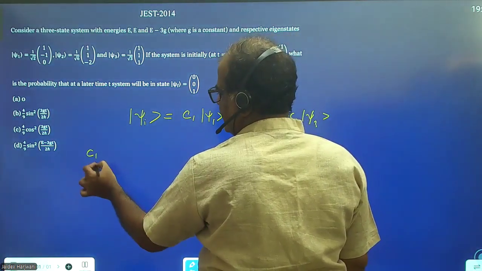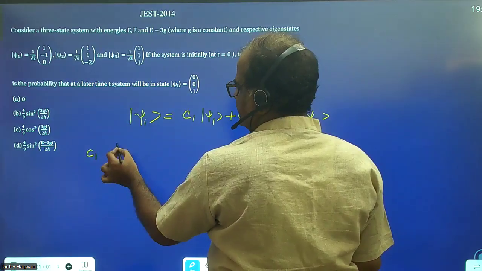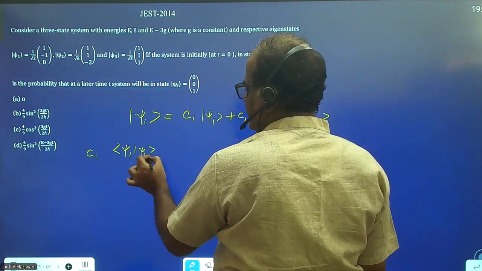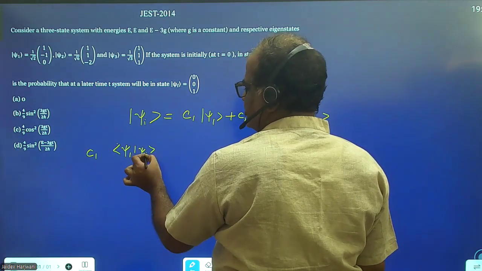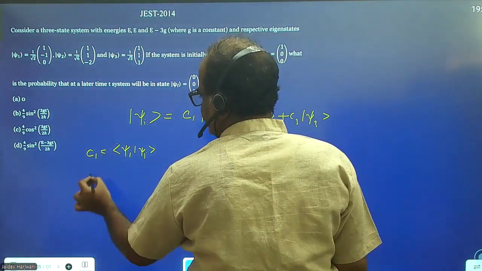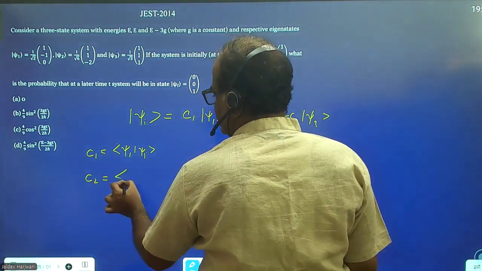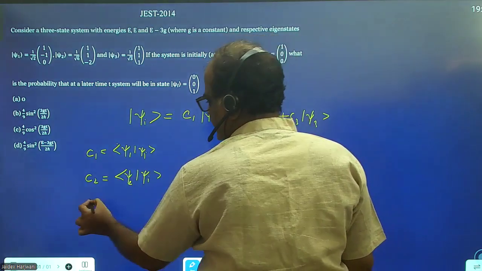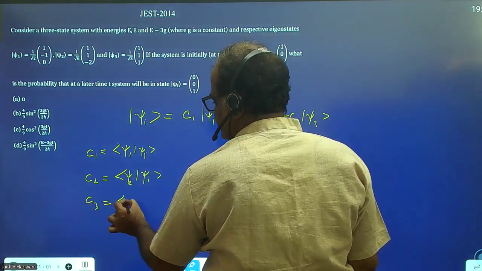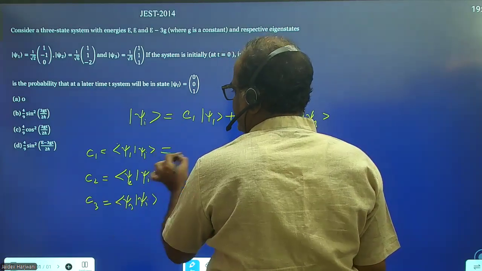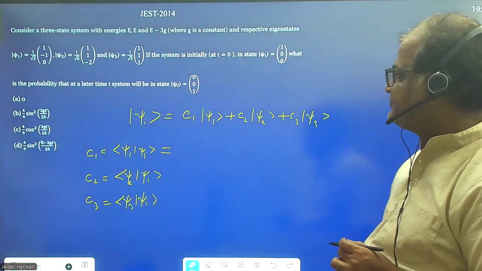So C1 will be psi 1 with psi I. Projection of psi I on psi 1 will give you the C1. Similarly, C2 will be the projection of psi 2 over psi initial, and C3 will be the projection of psi 3 over psi I. Now let me calculate these constants.